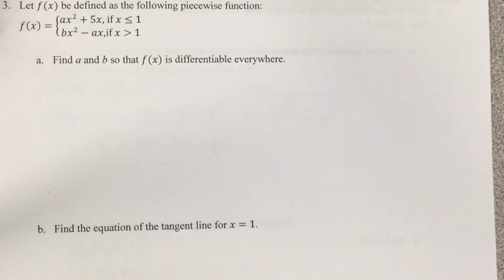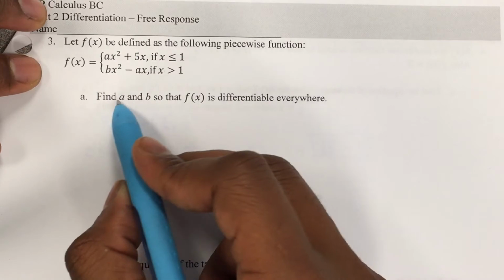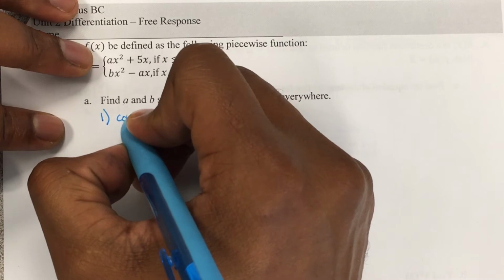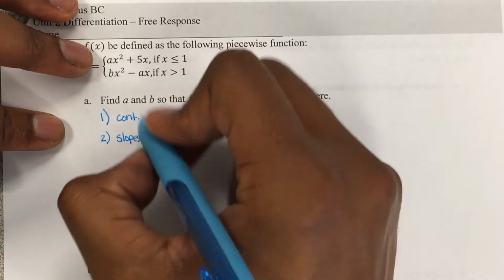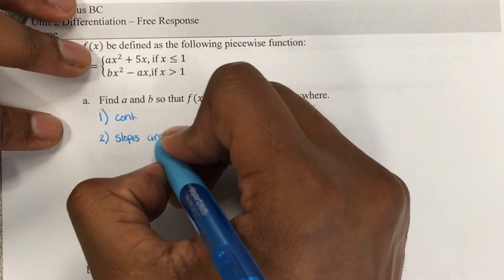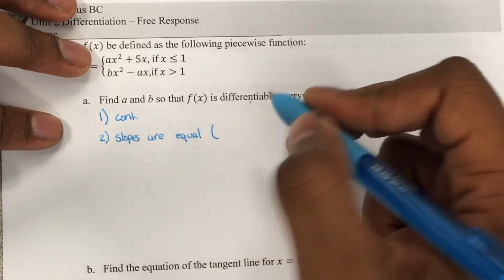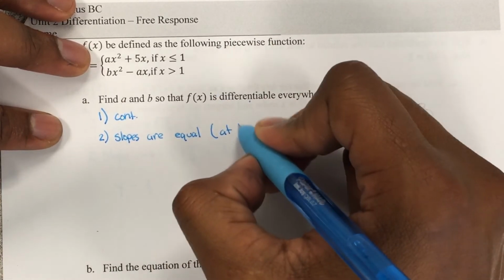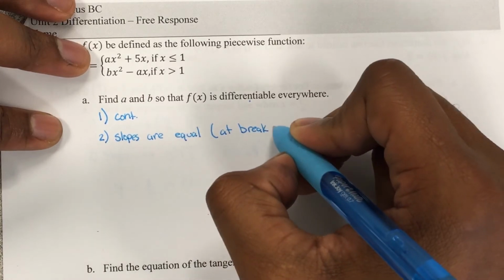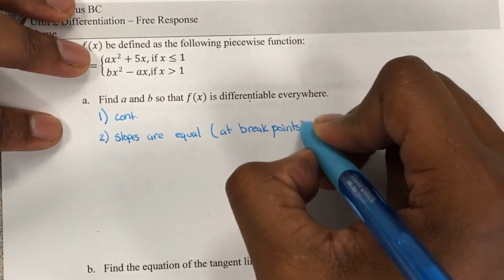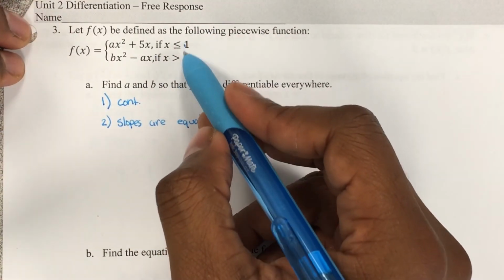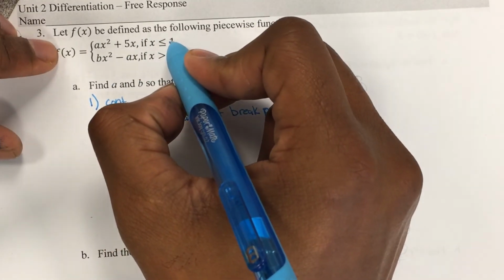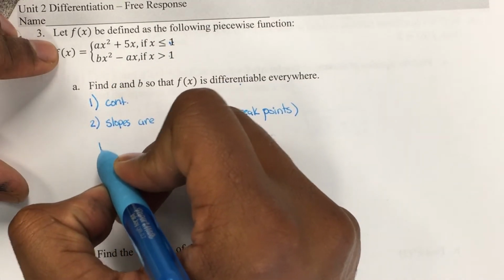For part A, for number 3, we're trying to find a and b so that f of x is differentiable everywhere. To be differentiable everywhere means continuous and slopes are equal. And when we say equal, we honestly just mean at the breakpoints. So if the function is continuous, it means that the left limit equals the right limit. Let's write this down.